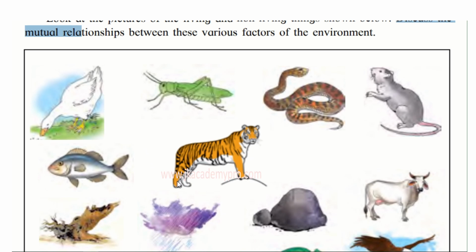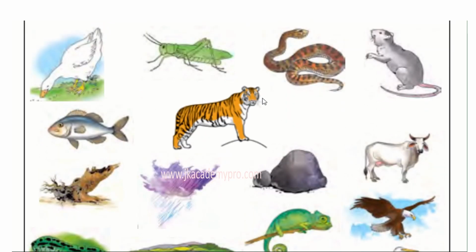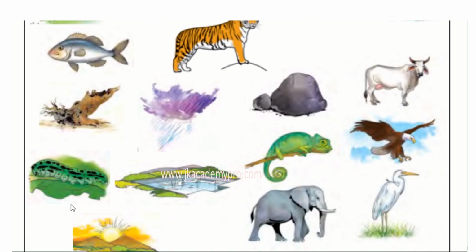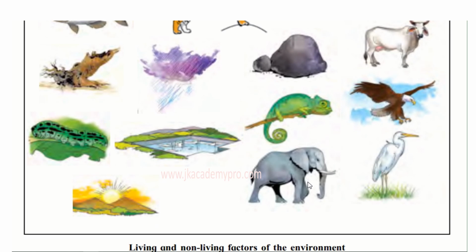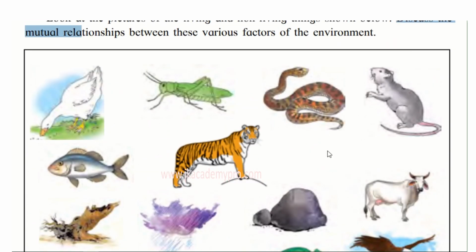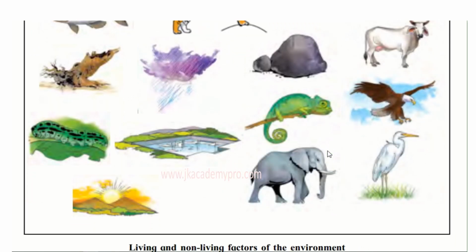Okay, if we see, each and everything is dependent on the other. So the duck may be eating the fish, okay, the cow eats the grass, the grasshopper eats the grass, whereas a snake may eat the rat. Okay, then even the stone and the soil, the rain, here we see the stump of the tree, there is this caterpillar, there is a water body, this is a chameleon, the eagle, the heron, the elephant, as well as we have the sun, the mountain, everything, isn't it? Grass. So all these things are all dependent on each other for their need and for food, isn't it?